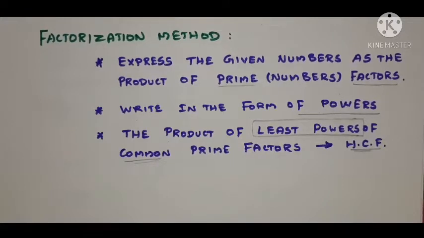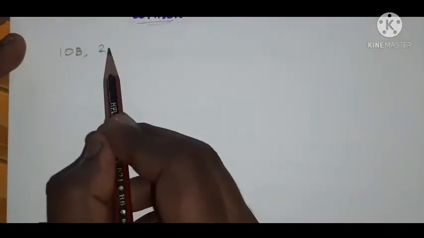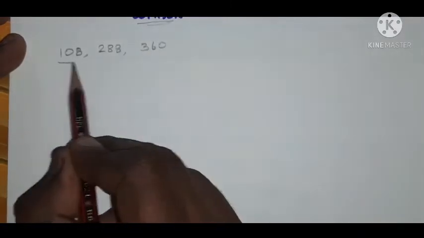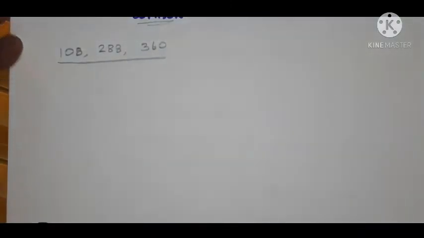We will see this based on an example so that you can easily understand how to find the highest common factor through the factorization method. Let us take three numbers: 108, 288 and 360. Now we need to find the highest common factor of these three numbers. How do you find it? By the factorization method.